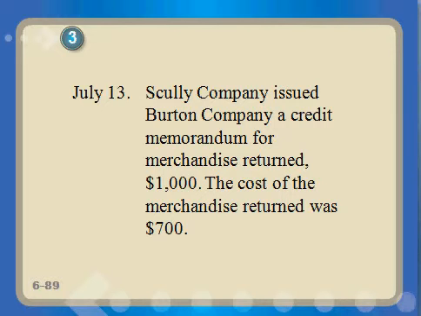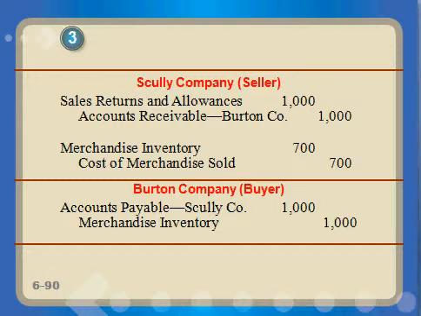On July the 13th, Scully issued Burton Company a credit memorandum for merchandise return $1,000, and the cost of the merchandise return was $750. So on Scully's books, they would debit the sales returns and allowances for $1,000, credit the accounts receivable for Burton Company $1,000, debit their merchandise inventory for $750, and credit the cost of merchandise sold for $750. Burton Company would debit their accounts payable for $1,000 and credit their merchandise inventory for $1,000.